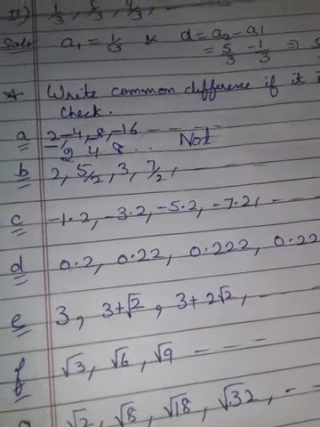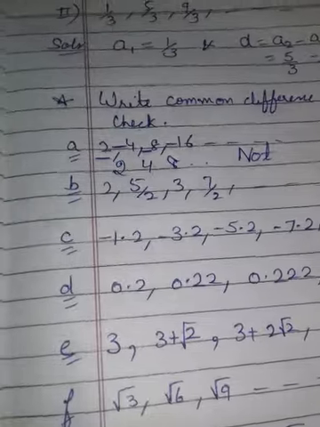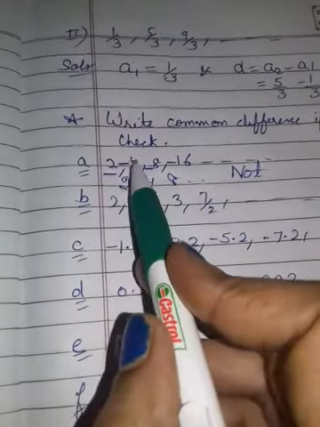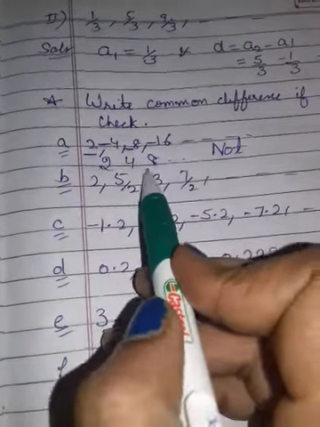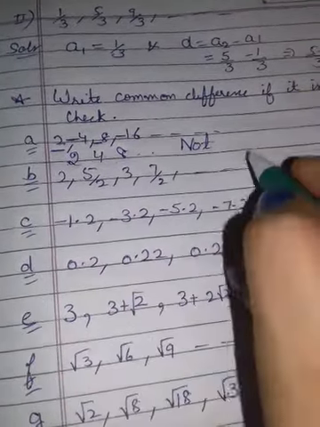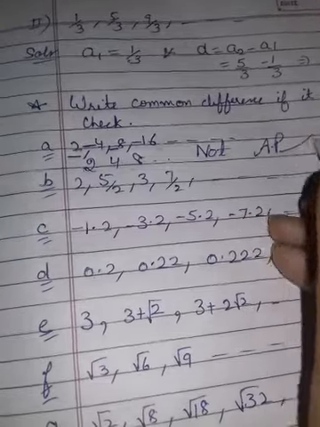The difference must be the same between two consecutive terms. These are consecutive terms, the difference between them is 2, and here 4, 8. So the difference is not the same, so it is not an AP.